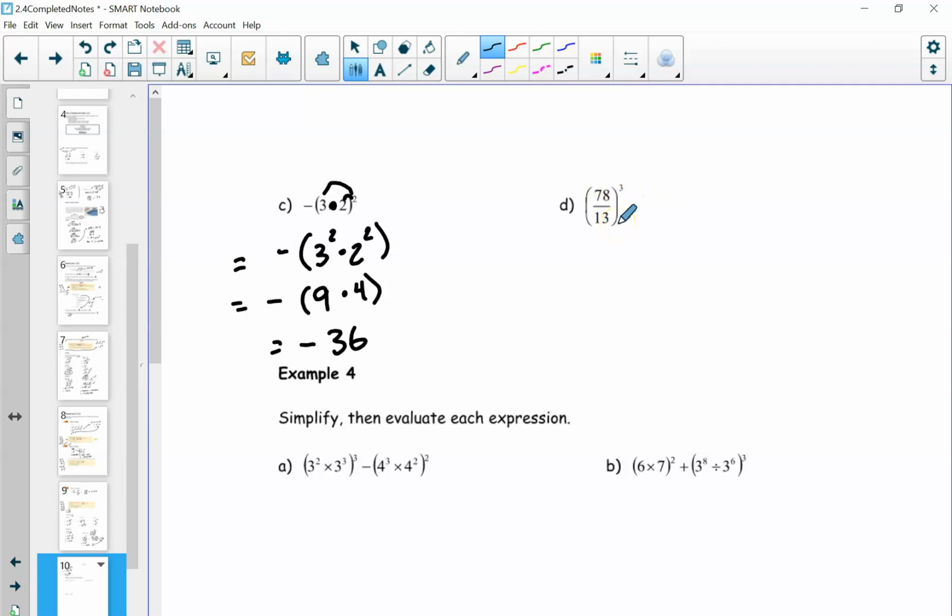78 to the power of 13. First, I'm going to check. Does 78 divide 13 nicely? Oh, it does. Oh, okay. So this one I'll do 2 ways. I'll do what I consider the easy way and the hard way.